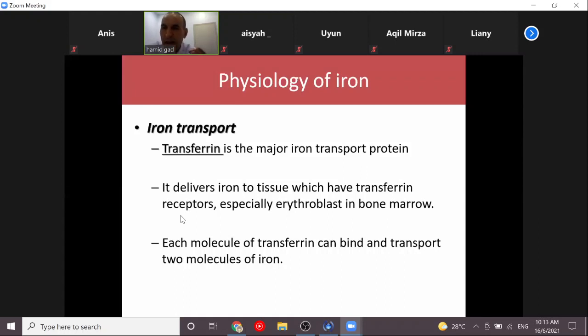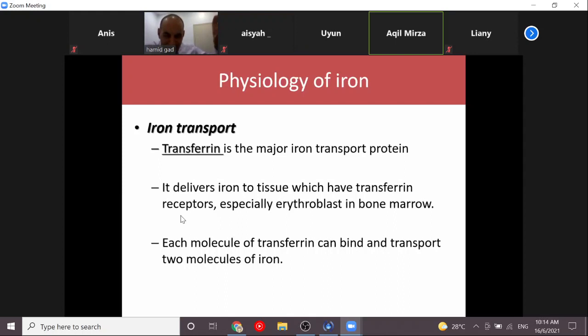After absorption from the duodenum and upper jejunum, free iron is toxic. So that's why iron is combined to a protein called transferrin, produced by the liver. And this transferrin carries the iron mainly to the bone marrow, because we need iron to produce hemoglobin. So they must carry the iron to the bone marrow first, and the extra amount is stored as ferritin. Clear? Faham?